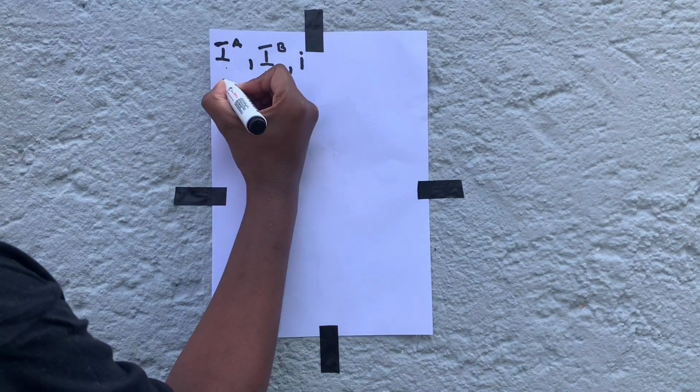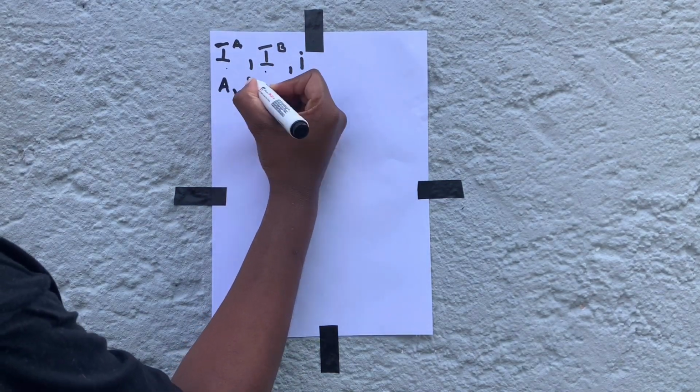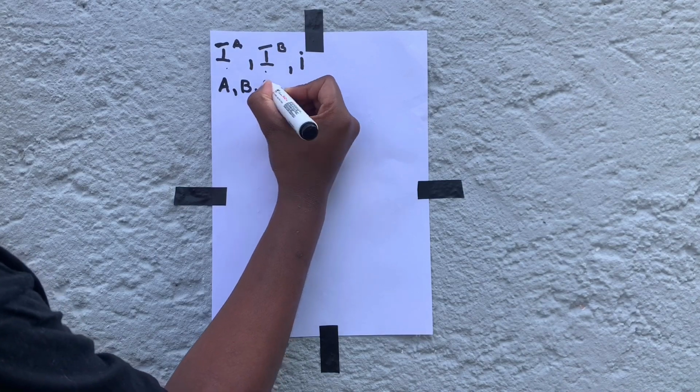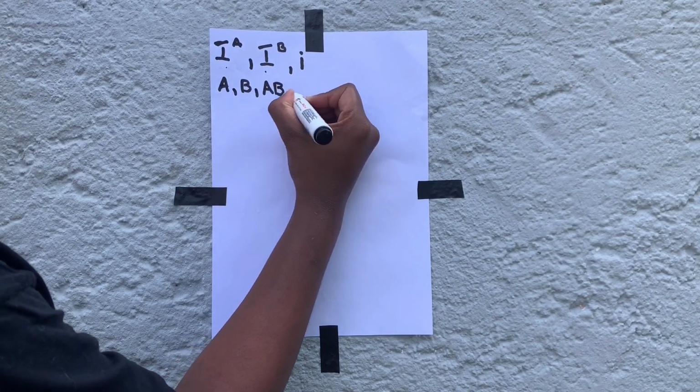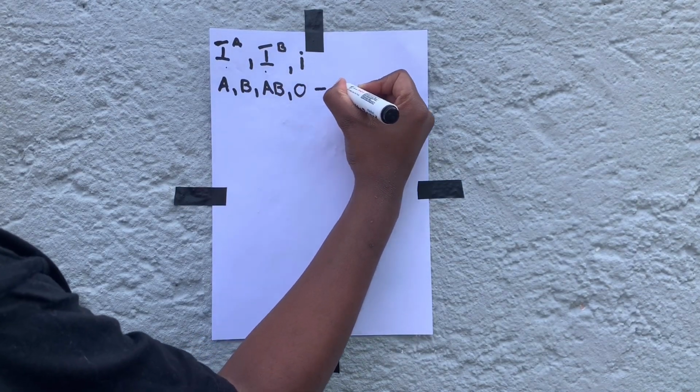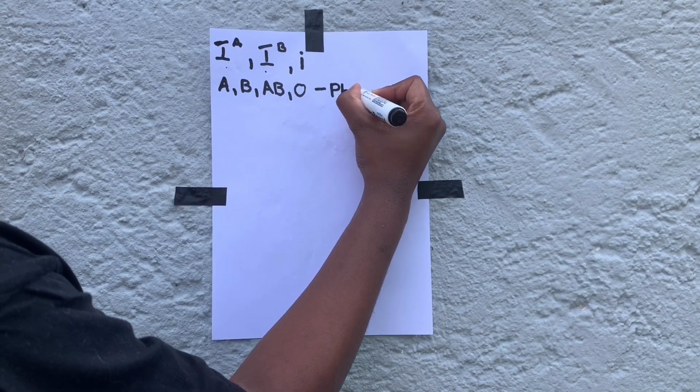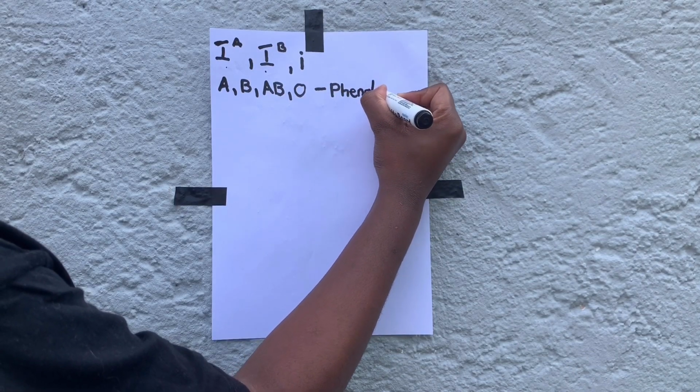In the last video we did codominance, and we're just going to continue with codominance, but now in blood groups. As you know, there are 4 blood groups in humans: blood group A, blood group B, blood group AB, and blood group O. We will say this is the phenotype because that is what is expressed.